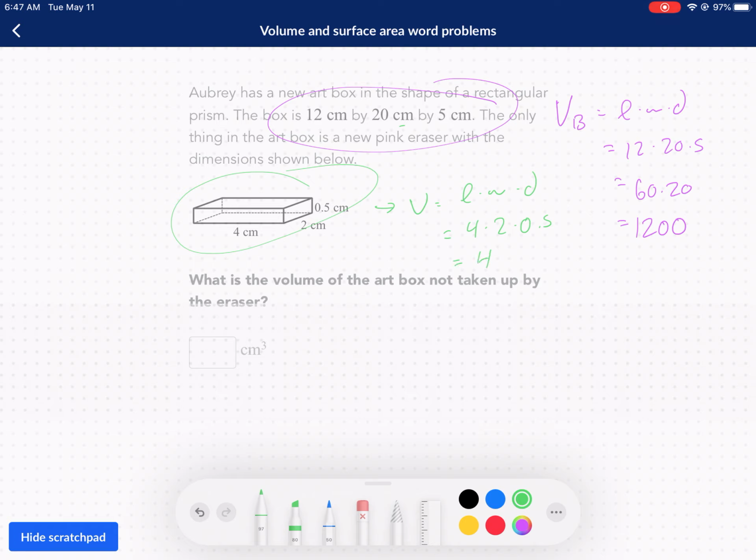Okay, so what is the volume of the art box not taken up by the eraser? You just subtract the two. We're looking for the space around it, so the volume of the empty space, ES, is equal to the volume of the box minus the volume of the eraser. So that is 1200 minus 4. And that is going to be, was that 1,196?